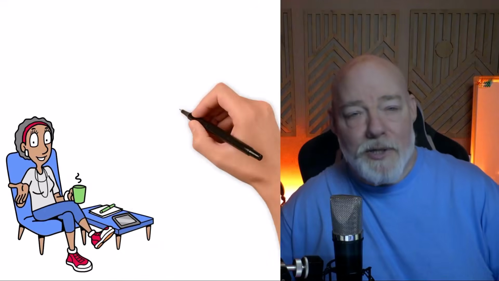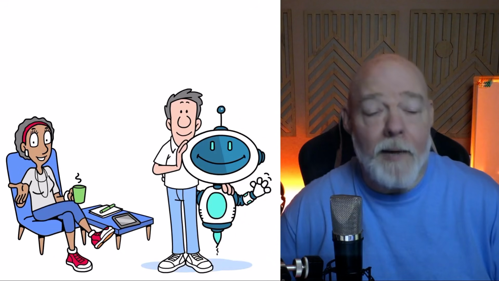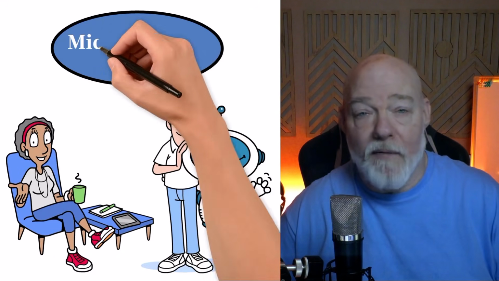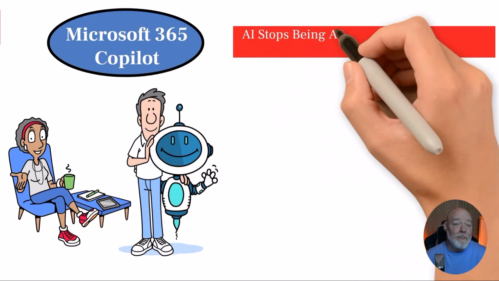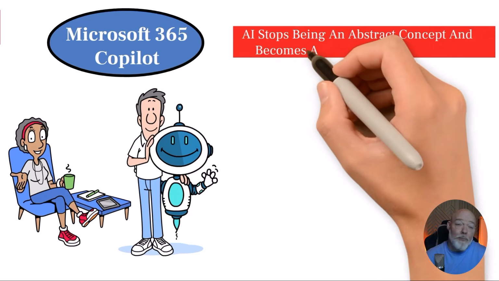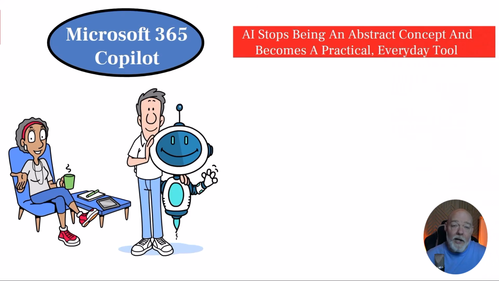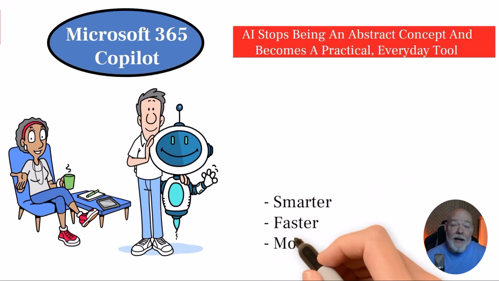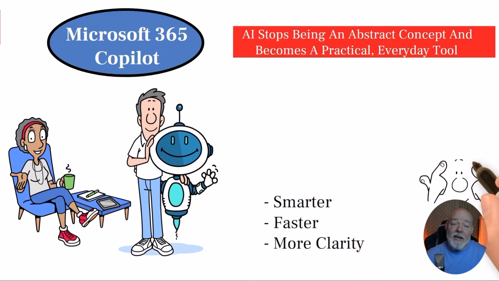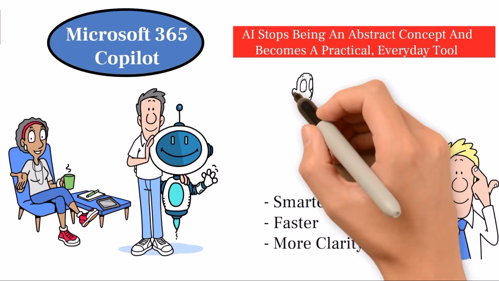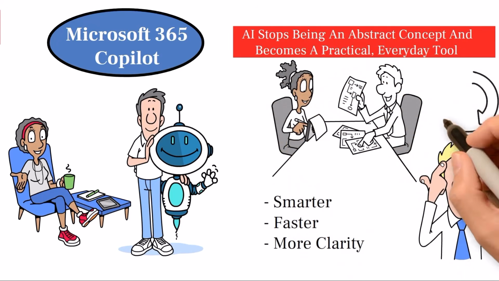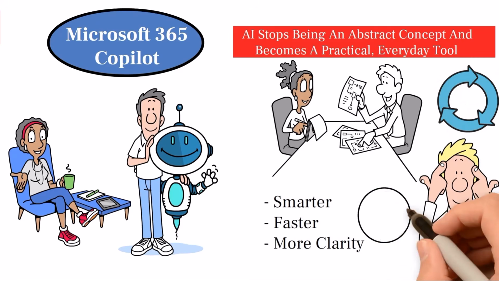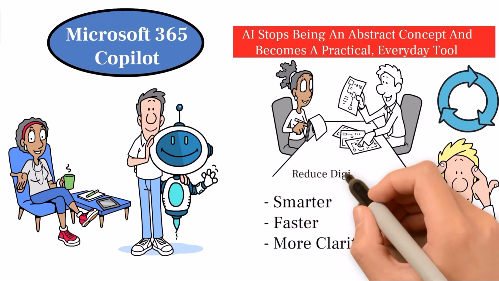Today we're going to take a major step forward in your AI journey by getting hands-on with Microsoft 365 Copilot. This is where AI stops being an abstract concept and becomes a practical, everyday tool that helps you work smarter, faster, and with more clarity. By the end of this session, you'll understand where Copilot lives, what it can do, how to interact with it, and how to start building real workflows that save time and reduce digital chaos.